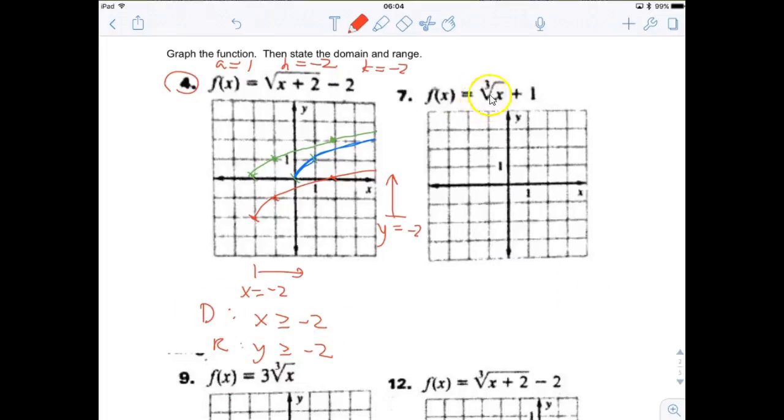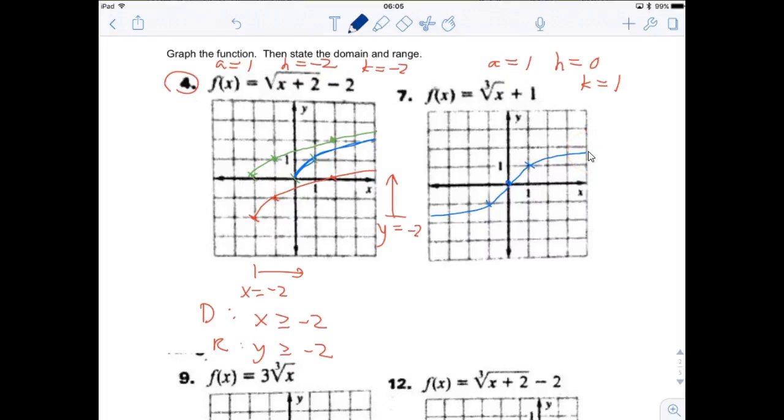Now go on to the next one, and I want you to draw the parent function for the cubic root function, and I want you to find a, h, and k. So here I've defined a as 1 and k as 1 because k is outside the radical, and h is 0 because there is no addition or subtraction inside the radical. And I've drawn my parent function.